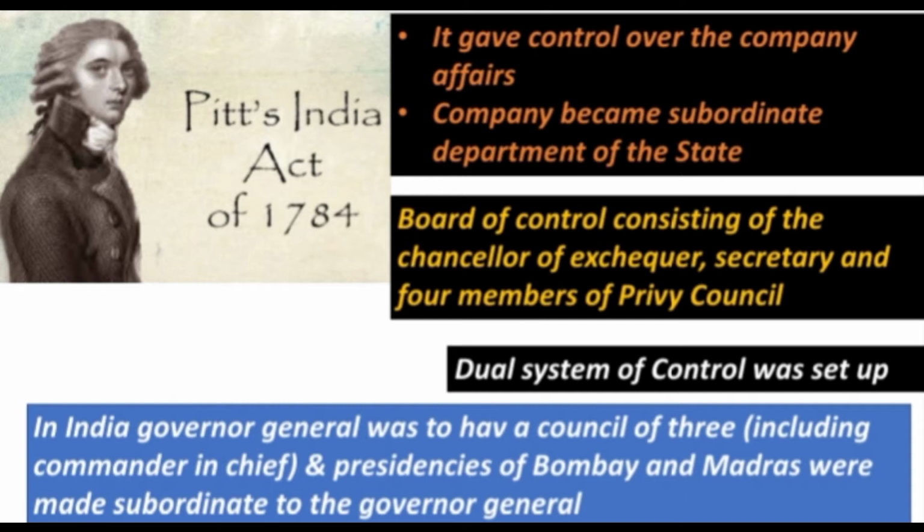A Board of Control, consisting of the Chancellor of the Exchequer, a Secretary of State and 4 members of the Privy Council to be appointed by the Crown, was to exercise control over the company's civil, military and revenue affairs. So all the dispatches were to be approved by the board. This led to a dual system of control being set up. In India, the Governor General was to have a council of 3, including the Commander-in-Chief, and the presidencies of Bombay and Madras were made subordinate to the Governor General.